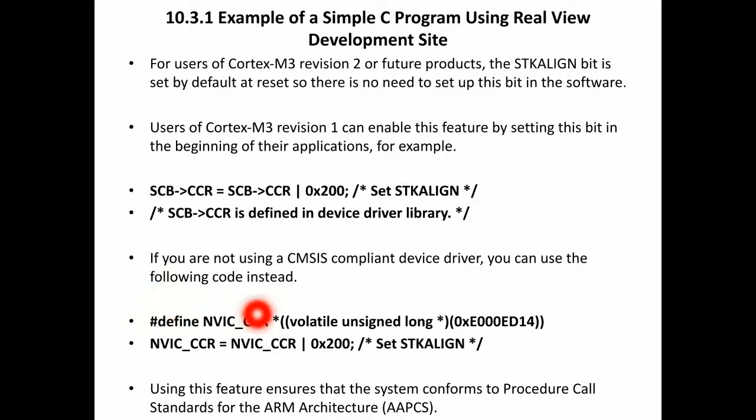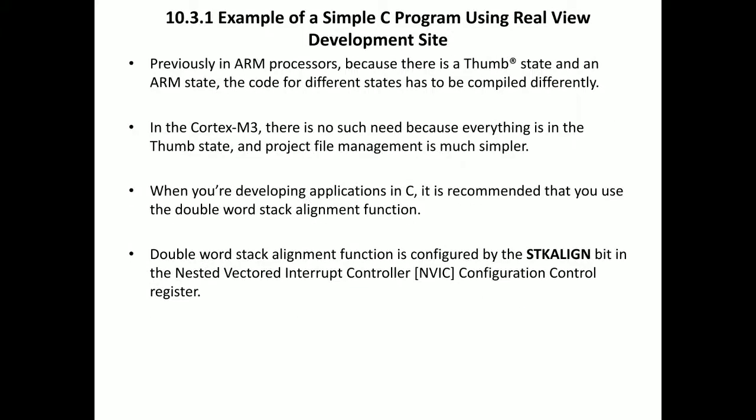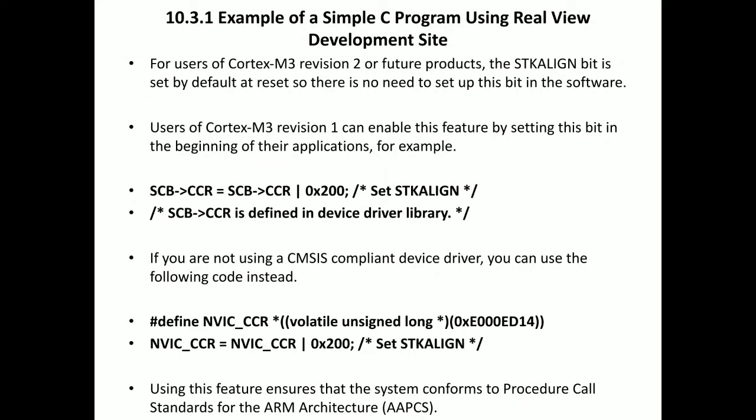How? First we need to define a global variable. The name is NVIC CCR register, and we define the type, whether int, long int, double, float, and so on. We mention the type and the value. Then we can use the same command, set stack alignment.